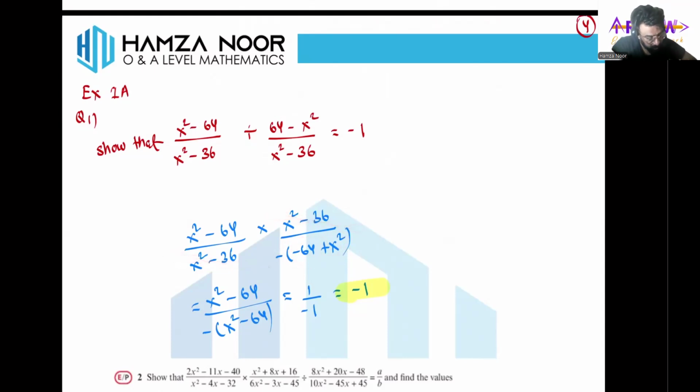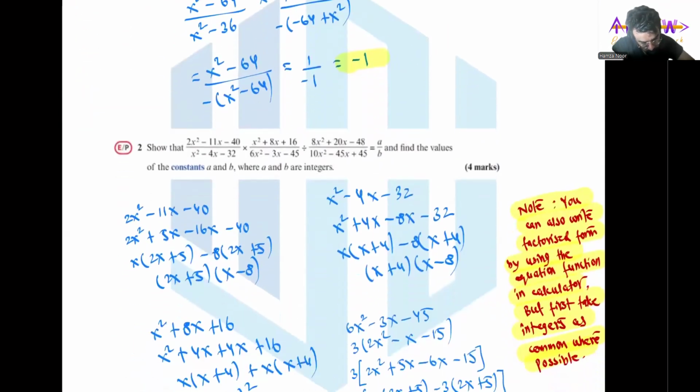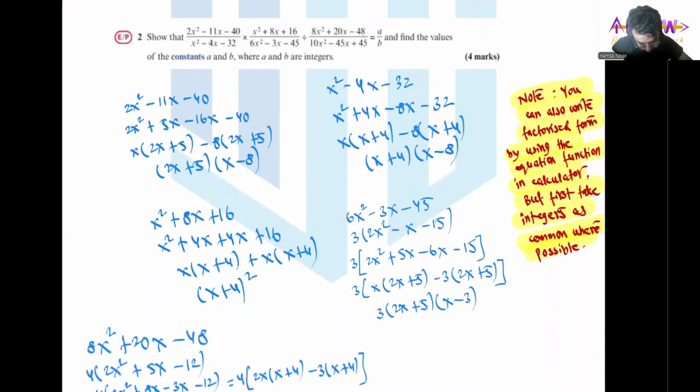And in place of minus 64 plus x square, you can simply write x square minus 64 as well. Makes sense. So now x square minus 64 and x square minus 64 got cancelled out. Therefore, 1 divided by minus 1 equals minus 1. Simple and easy. Okay, then we have question number 2 of exercise 1A.